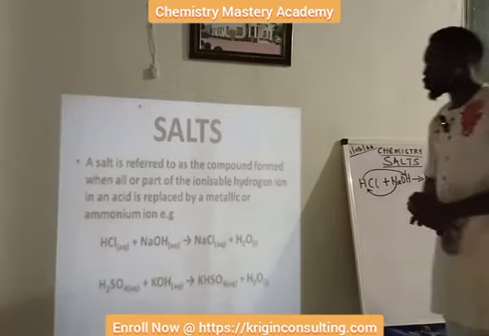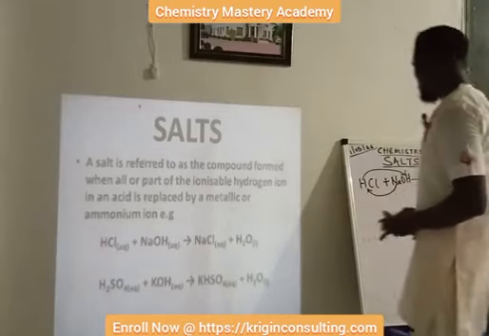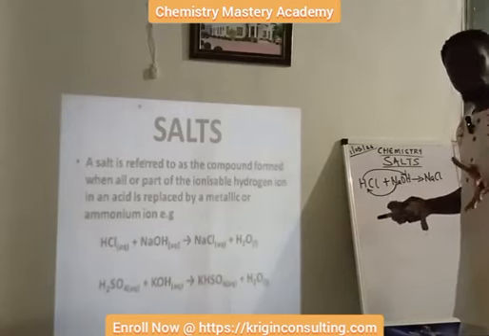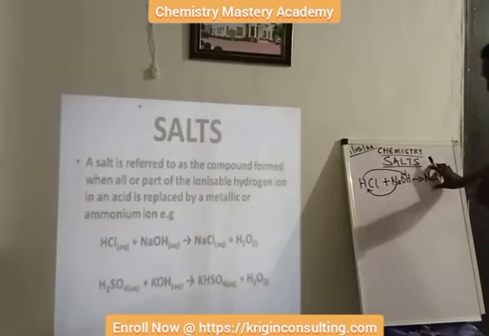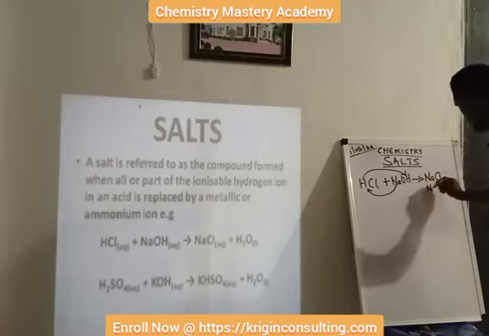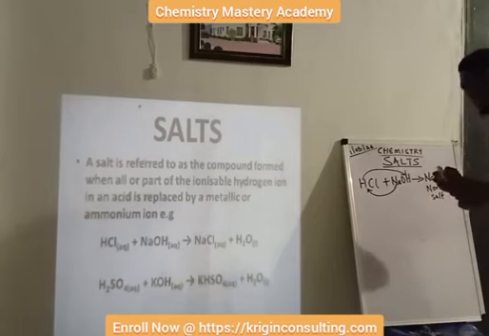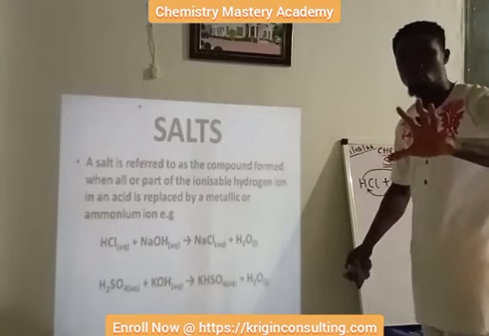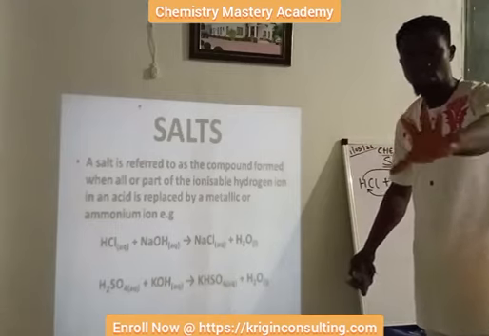All right. So now, sometimes it is not all of the hydrogen that goes off. Sometimes it's only part of the what? Hydrogen. Now, for this one, that all of the hydrogen goes off, this salt that is formed is called a normal salt. So a normal salt is the salt in which all of the hydrogen ion in the acid is replaced by a metallic ion or an ammonium ion. Okay, that's a normal salt.